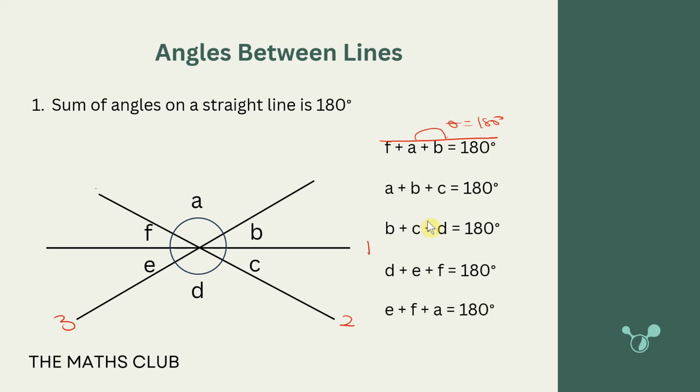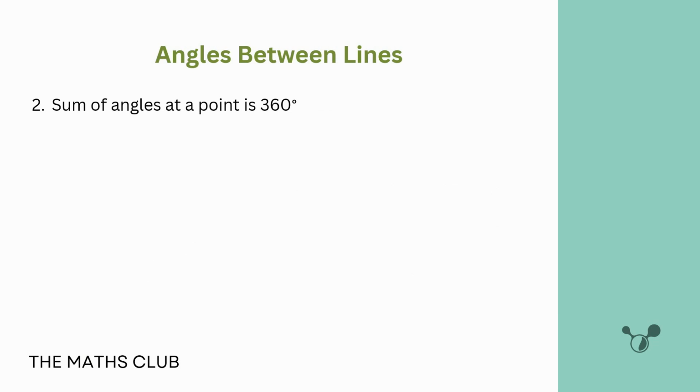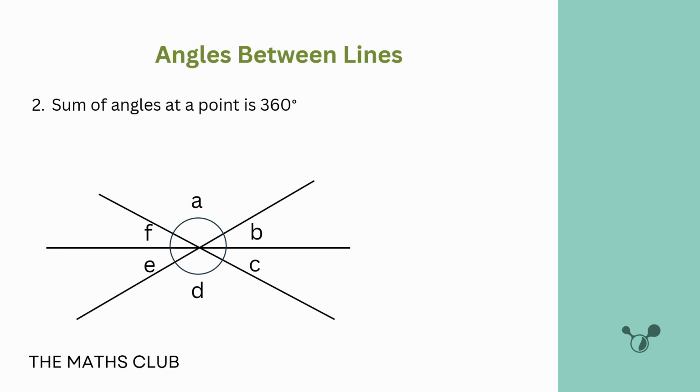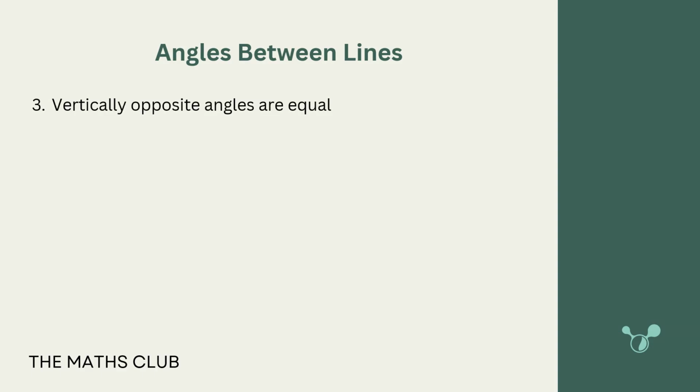On the other side of line 3, we have E plus F plus A, right? By the time you add these three together, they also give you 180 degrees. Sum of angles at a point is 360 degrees. We've established that. If these are points, let's say these are points O, the sum of angles at this point, by the time I add A plus B plus C plus D plus E plus F, should give me what? Beautiful, 360 degrees.